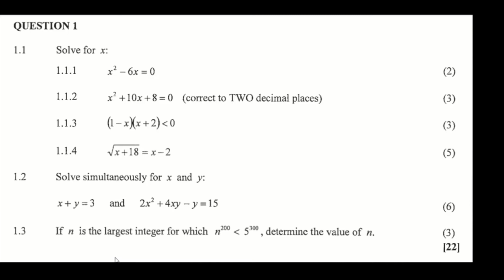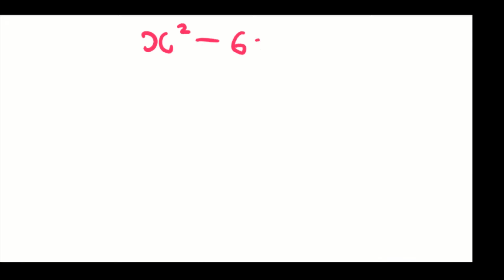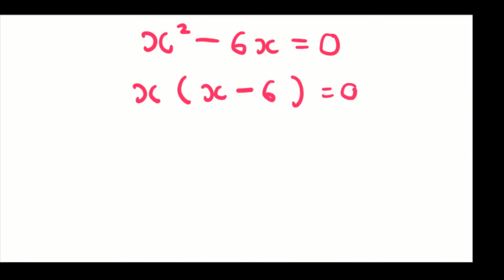Going to do question 1, and in 1.1 we are asked to solve for x. So we're going to solve for x for 1.1.1. We have x squared minus 6x equals 0. The first step is to factorize. We factor out the x, and then we have x(x minus 6) equals 0.